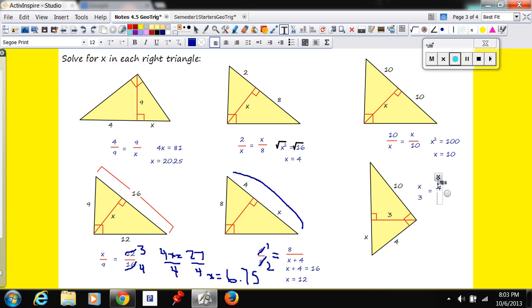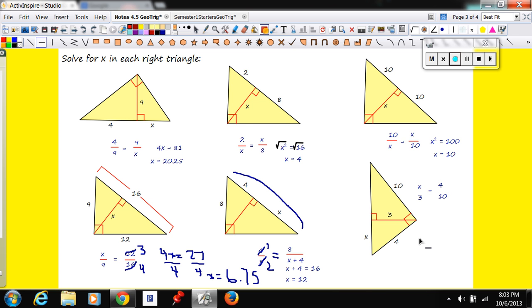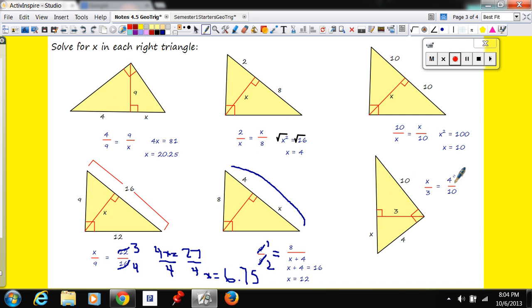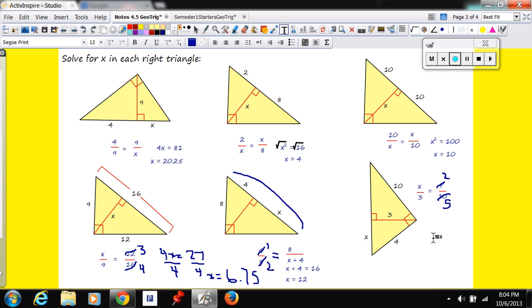That's going to be 4 over 10, which I'm going to reduce to 2/5 because I don't want to use 4/10 if I don't have to. So let's see, we're going to multiply 5 times x and get 5x equals 2 times 3, and that's 6. So you're actually going to get x equals 1.2 when you divide both sides by 5. 6/5 would be 1 and 1/5, which would be 1.2.